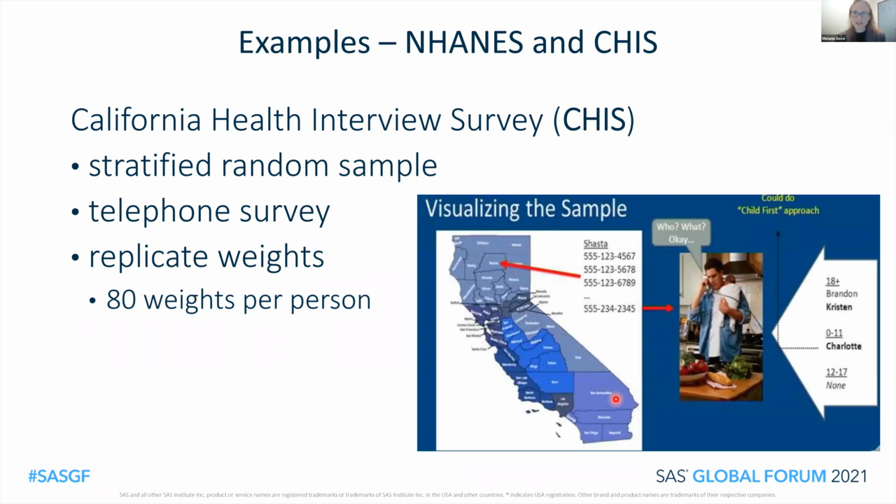So here's an illustration of the CHIS survey. The target population is California, and California is grouped into different areas by geography. And within each geographic group, telephone numbers are selected, and then these numbers are called, and individuals within households are selected.